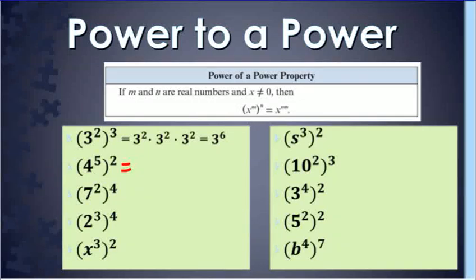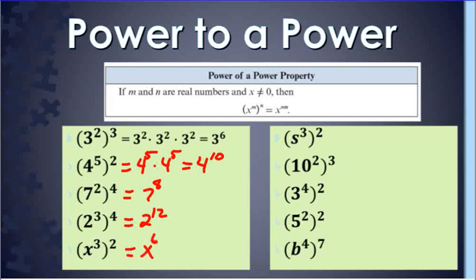This next one, 4 to the 5th squared, would really mean 4 to the 5th times 4 to the 5th, which is really 4 to the 10th. This next one, 7 squared to the fourth, we can easily write as 7 to the 8th. 2 cubed to the fourth is the same thing as saying 2 to the 12th. We just multiply the base 2 to the third power 4 times. And then we have x to the 6th. The other side, 3 squared, or s cubed, and that's all raised to the second power would be s to the 6th.